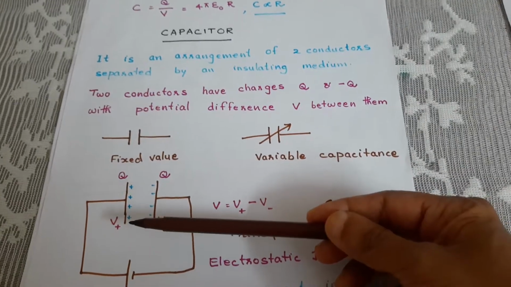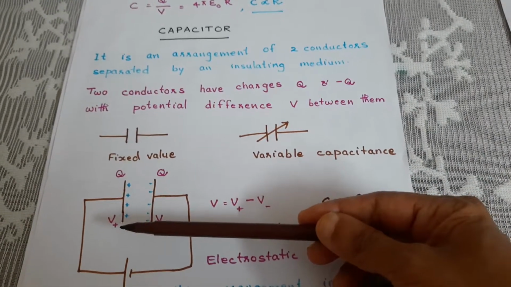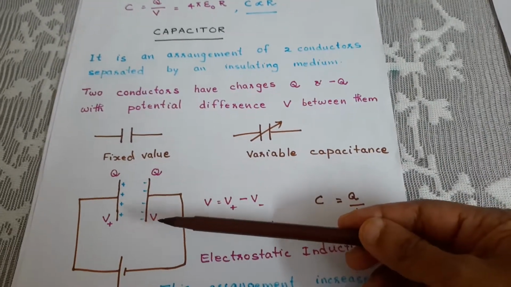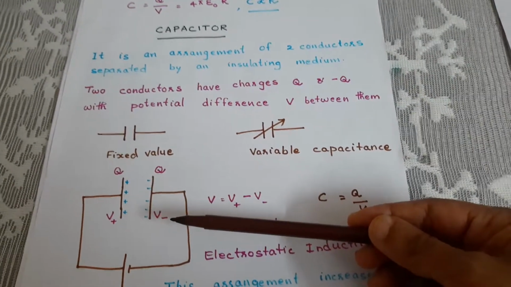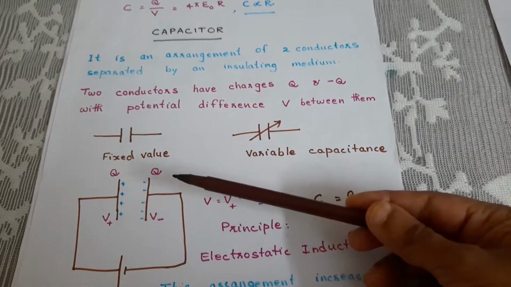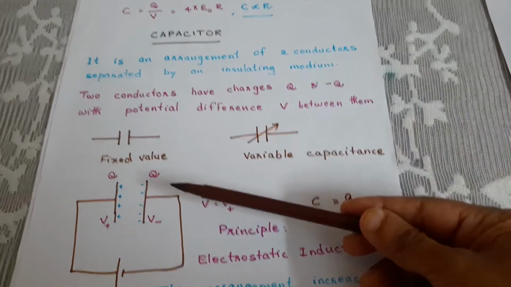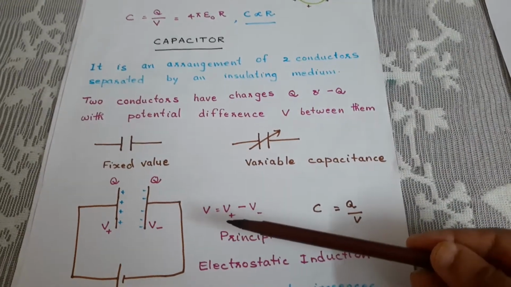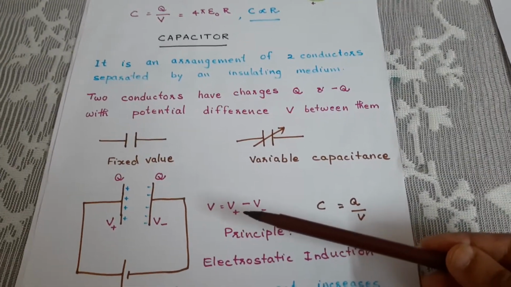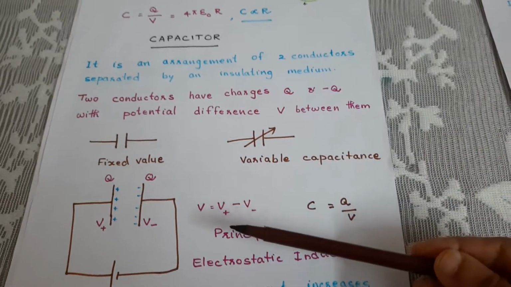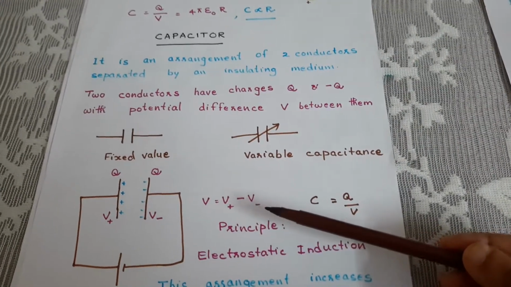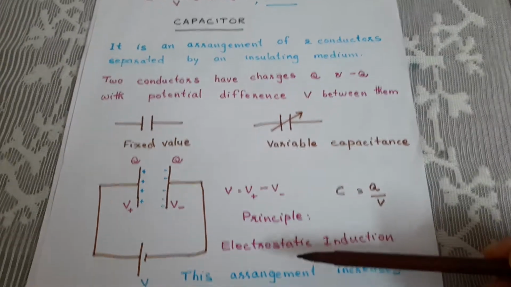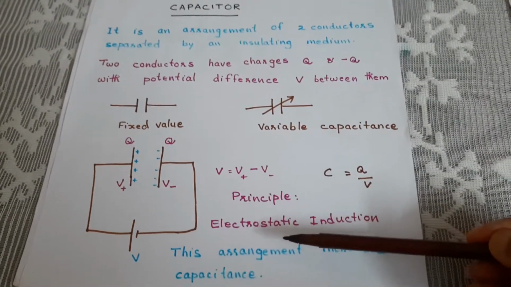The first conductor will be at a positive potential V plus as the charge is plus Q, and the second conductor will be at a negative potential V minus as the charge is minus Q. And the potential difference between the conductors V is equal to the difference between the potentials V plus minus V minus. The principle of charging of the capacitor is electrostatic induction.